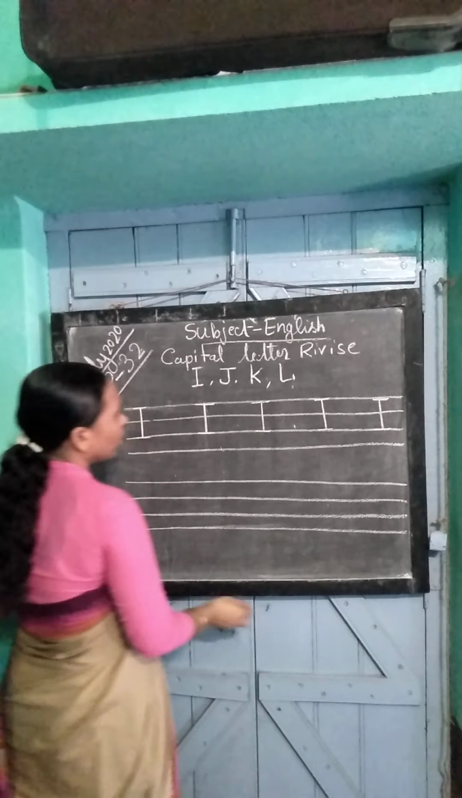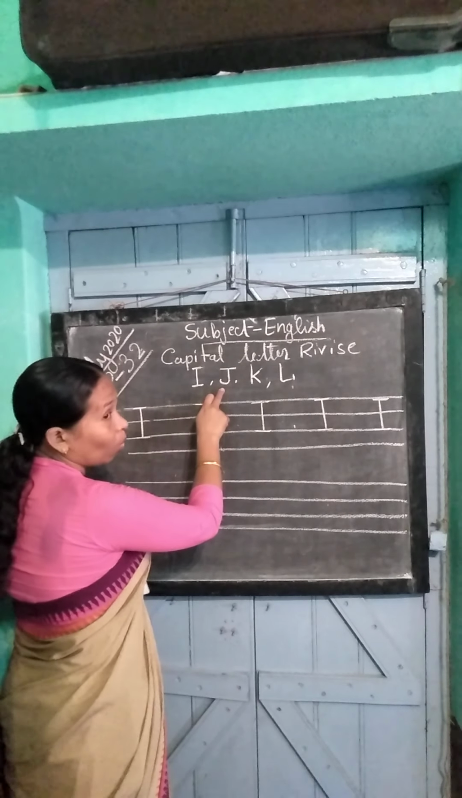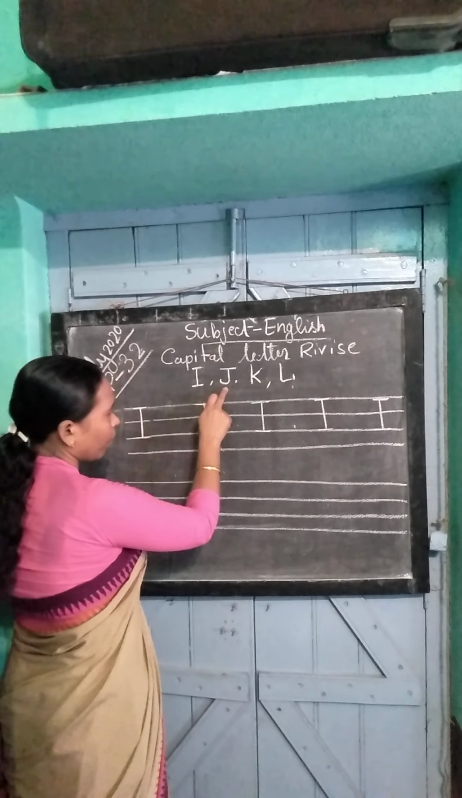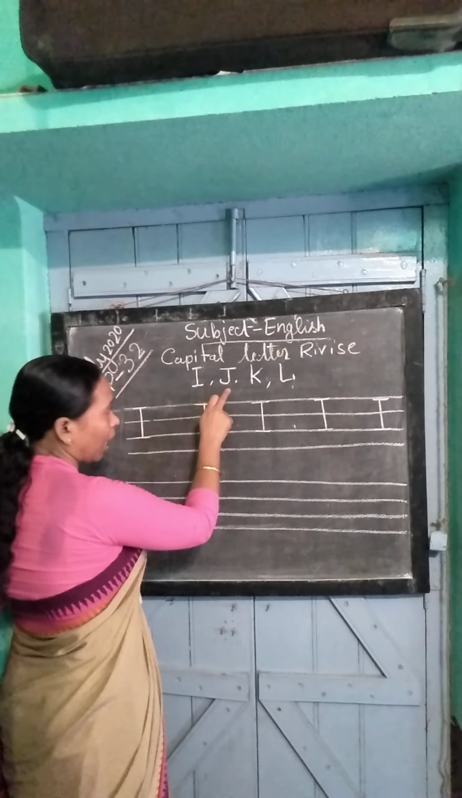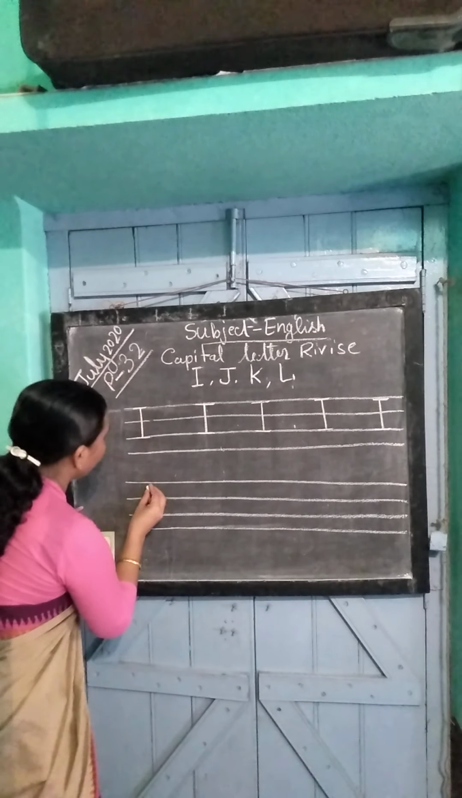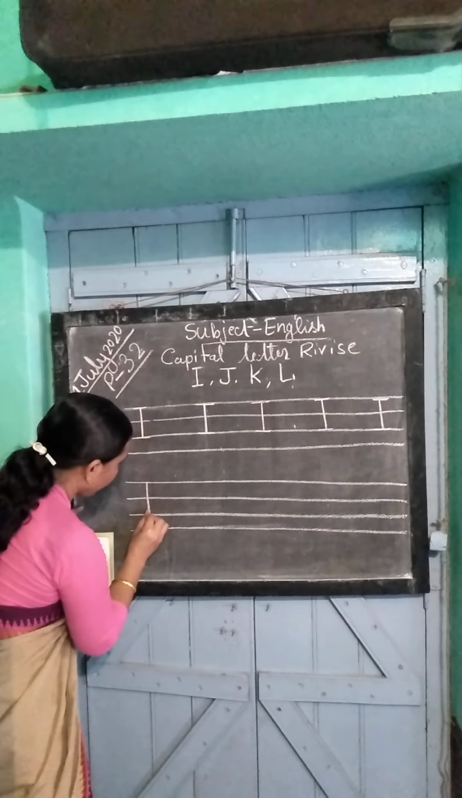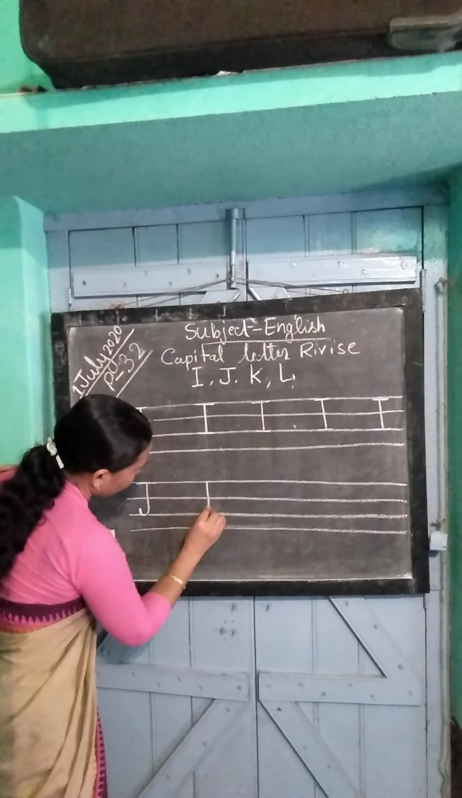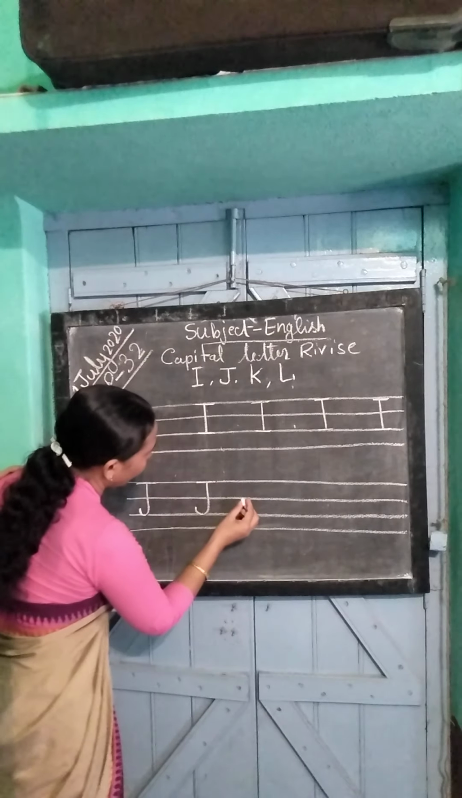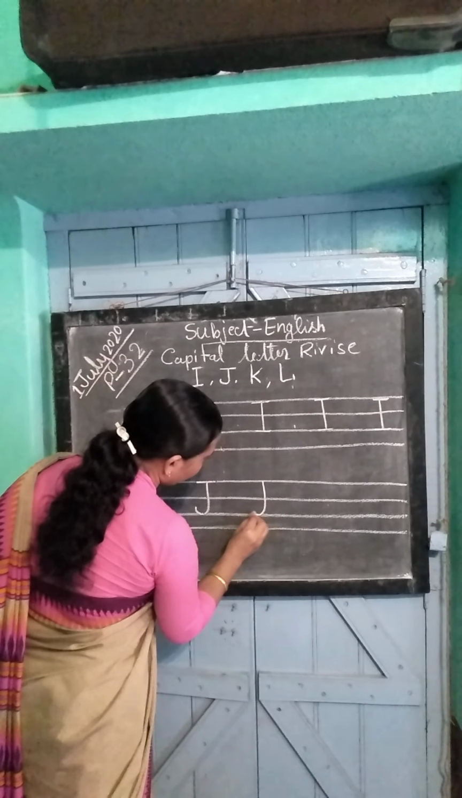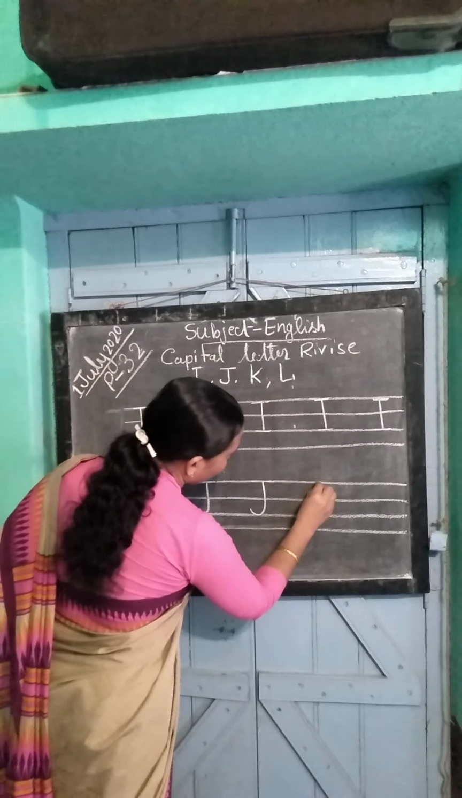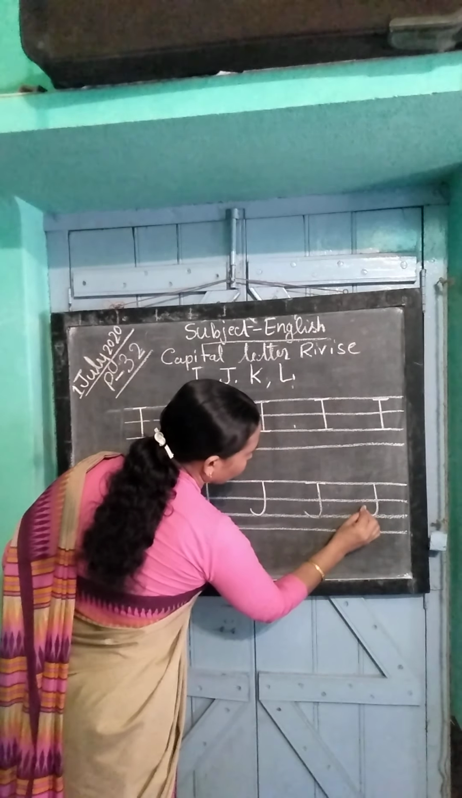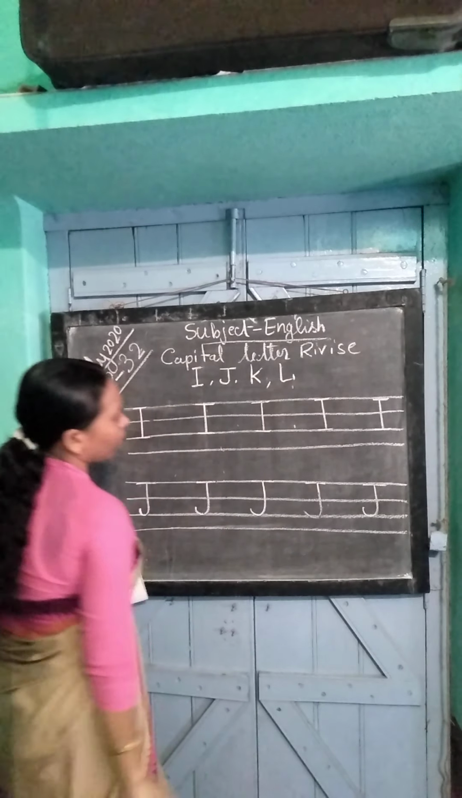I. Then we will write now J. J for joker, jeep, jump, jug. Okay. J. We will start again. See like this and like this. Capital letter J.